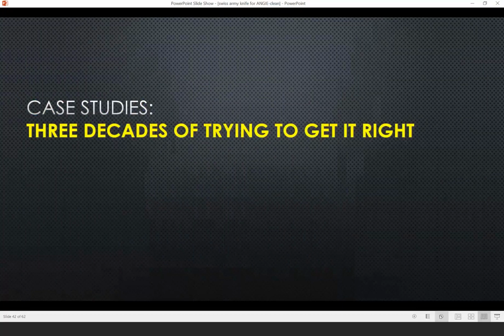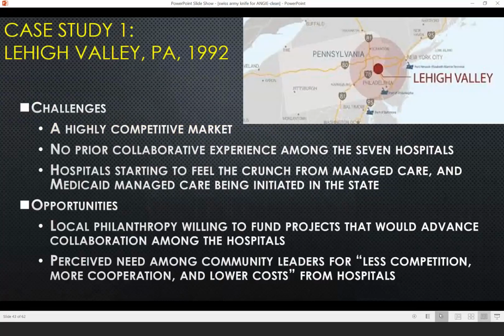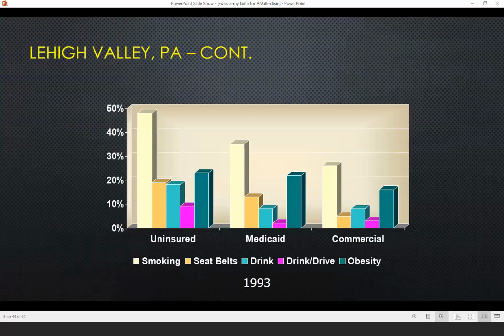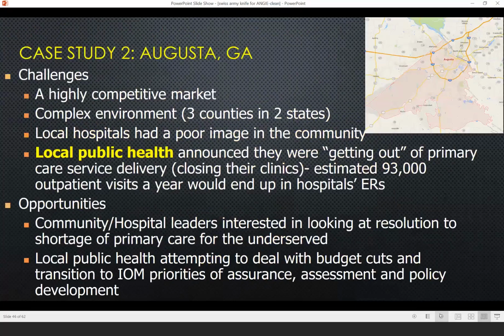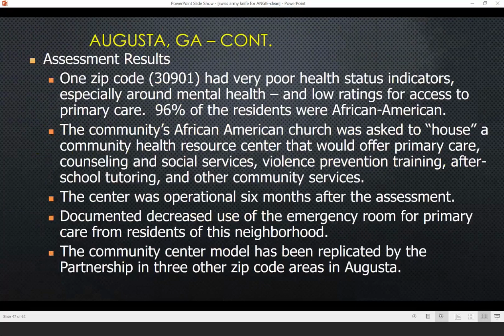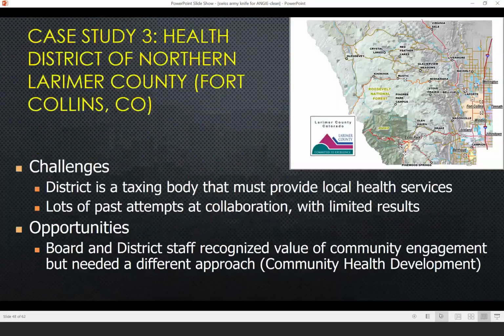Gosh, which one? They're all really good. Let's use the Fort Collins one, which is the second case study. So that's like 5 or 6 slides in. Sorry. There we go.